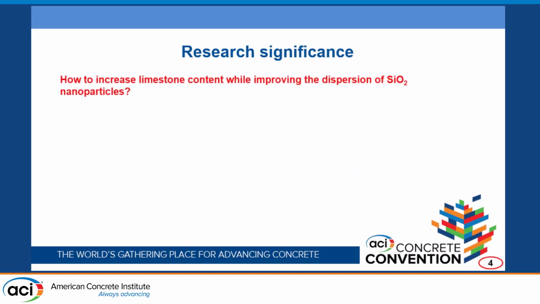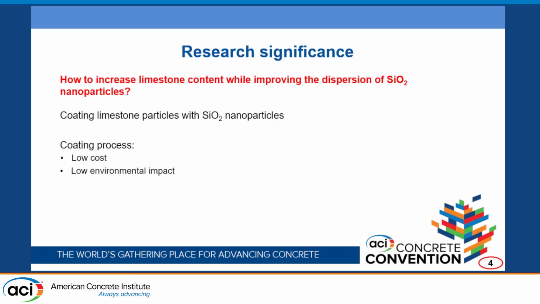So the research motivation is how to increase limestone content while we improve the dispersion of silicon nanoparticles. The answer that we have for this question is coating limestone with silicon nanoparticles. But we need to know that this coating process should be low cost, should have low environmental impact if we are going to implement it, and it should be pretty simple.